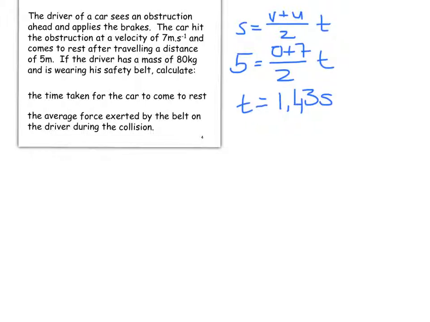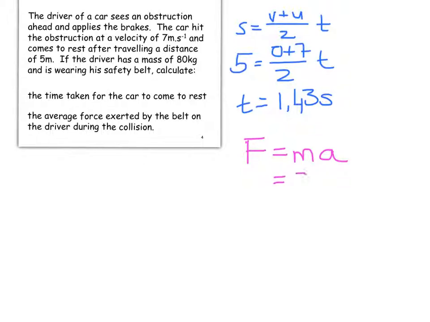The next thing they ask is what is the average force exerted by the belt on the driver during the collision. So remember that the driver is going to be flung forward due to inertia, and then the belt will exert an equal but opposite force, and that force is going to be equal to mass times acceleration.